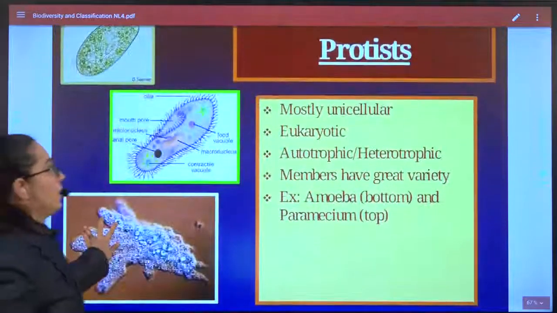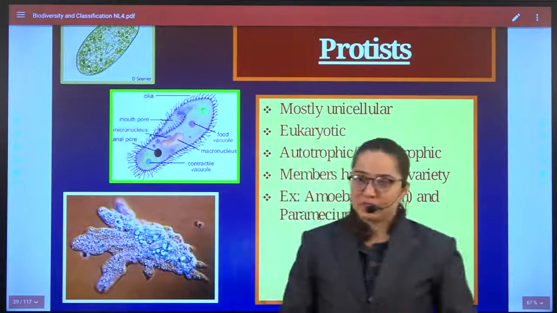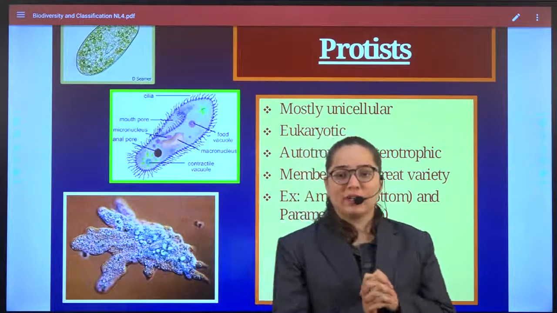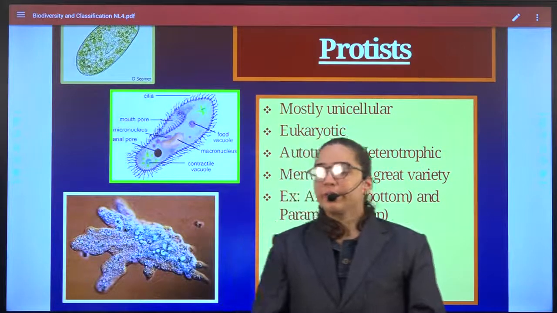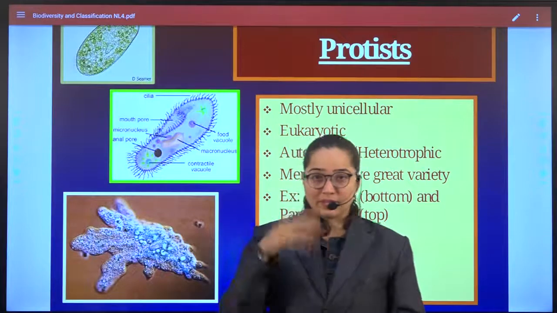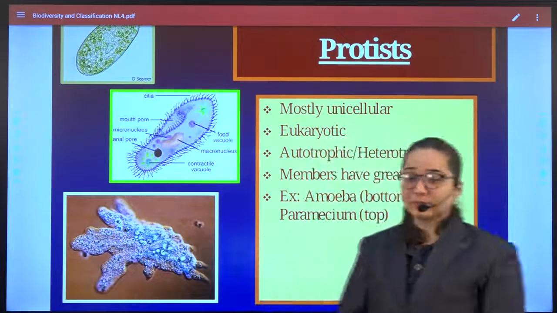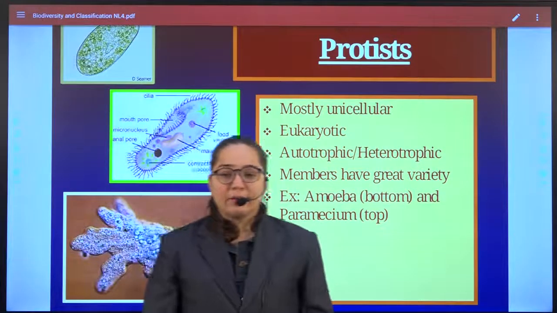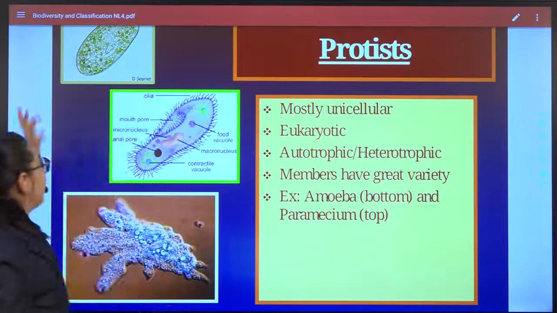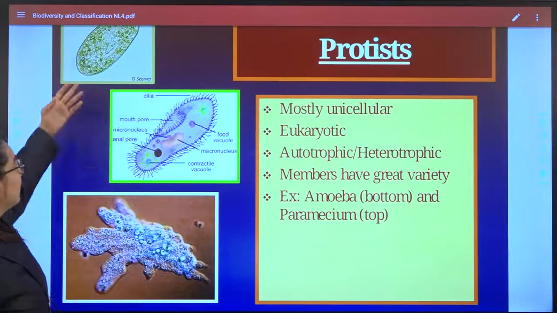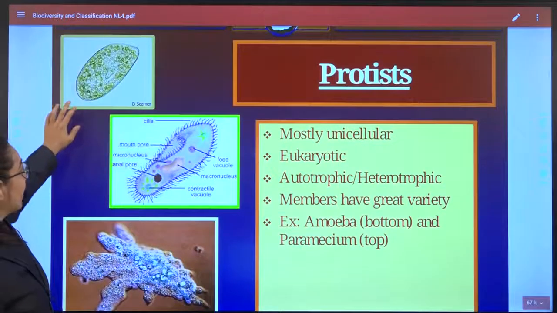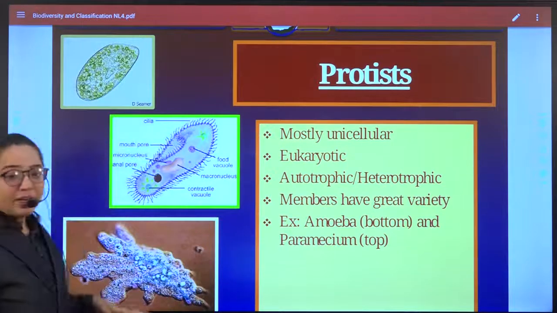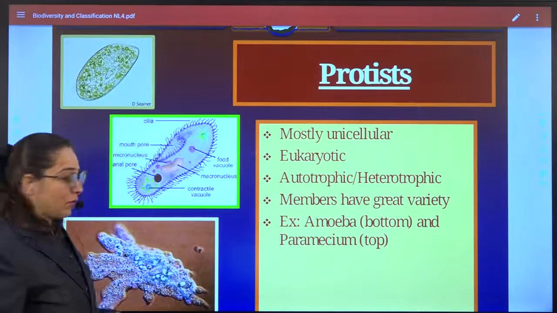Let's move further. The next part is Protista. What is Protista and what is its basic classification? All the Protista are mostly unicellular organisms and they are eukaryotic. Eukaryotic, as we already know, only Monera is prokaryotic. They may have autotrophic or heterotrophic mode of nutrition, and members have a vast variety. You can see this is how amoeba is, and at the top you have paramecium. You have already seen these different types of Protista.